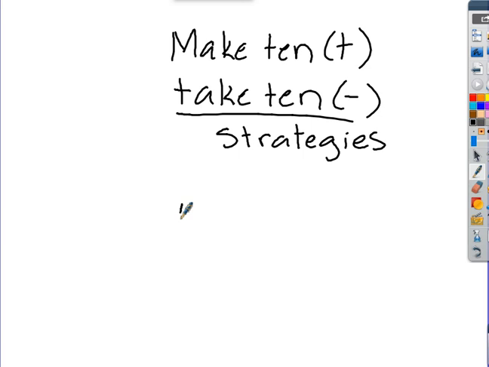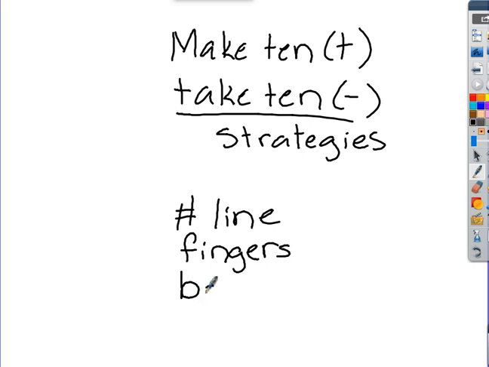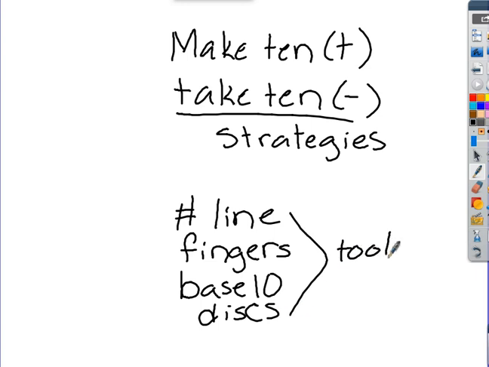The number line that you saw me use, the fingers that children use, the models that they might draw with their base 10 blocks, or the discs, are tools that students are using in order to solve problems. These strategies will continue to grow and help your children solve their math equations. Please let your teacher know if you still have any questions about how to use Make 10 or Take 10.